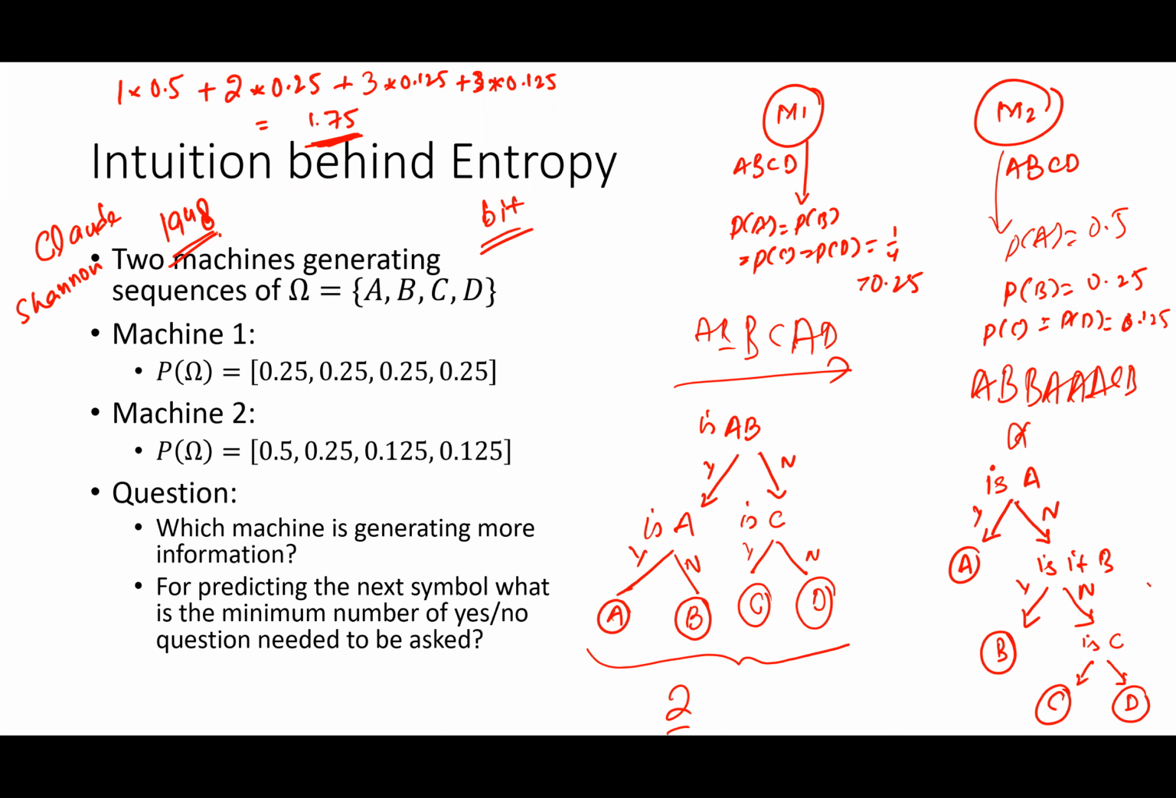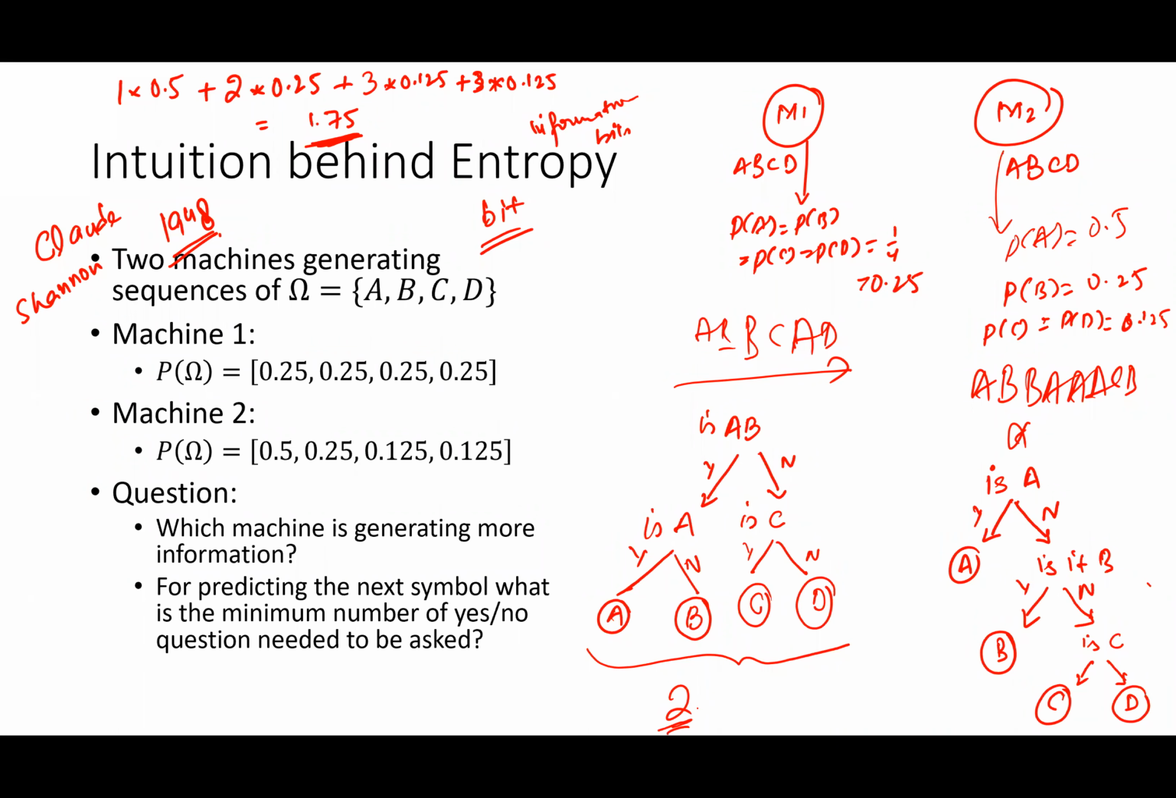So he has this notion of information, and information is measured in terms of bits. So in case of machine number 1, the number of bits we have to transmit to convey the state of the system is equal to 2. Whereas in machine number 2, to convey the output of the system or the state of the system, the number of bits to be conveyed is only 1.75.